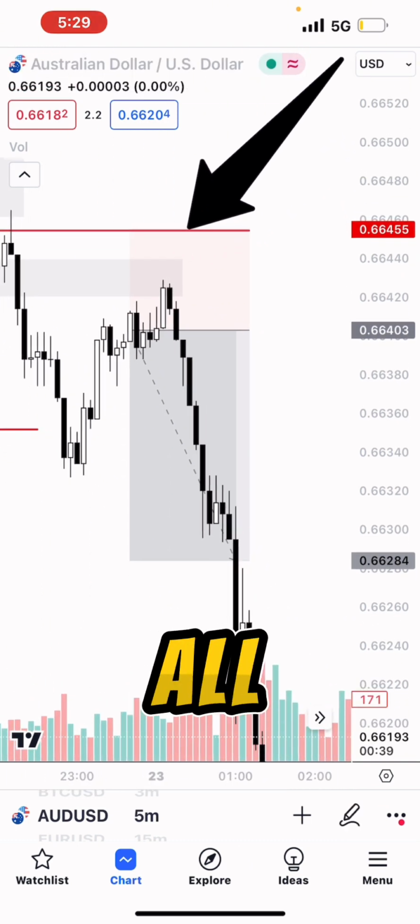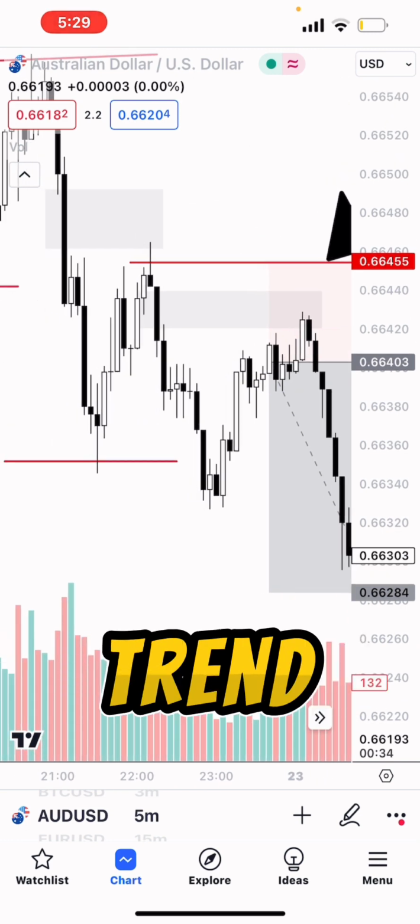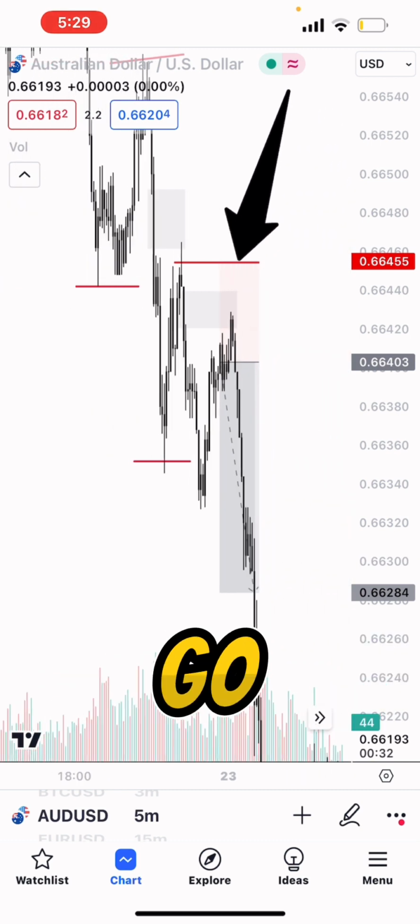And yeah, guys, that's all I do. So it's a simple strategy. The first step you're going to want to write down is identify the trend / market structure. And the way you do it is go on your currency pair.